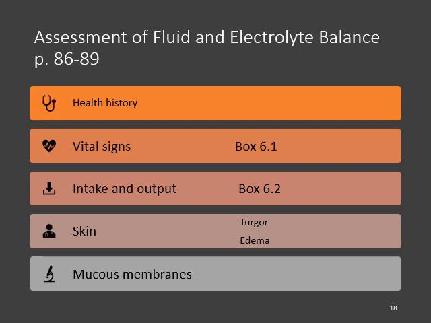Mucous membranes. So tongue turgor. This is on page 89. In a normal person, the tongue has one longitudinal furrow, right down the middle. But if they're deficient in their fluid volume, they might have more longitudinal furrows. The tongue is smaller as a result of fluid loss, and sodium excess causes the tongue to appear red and swollen.